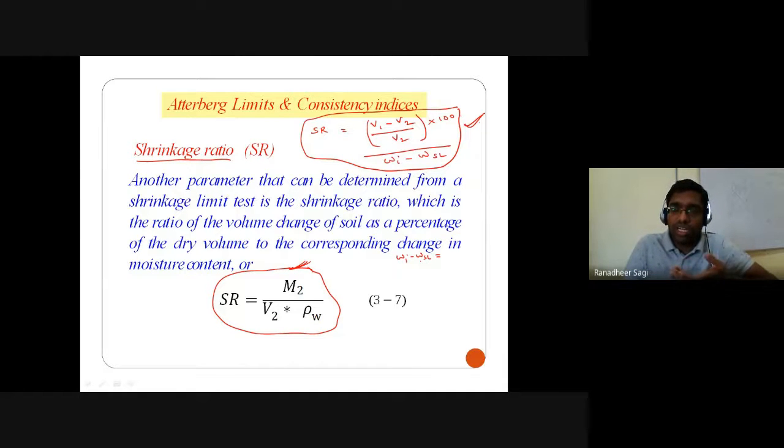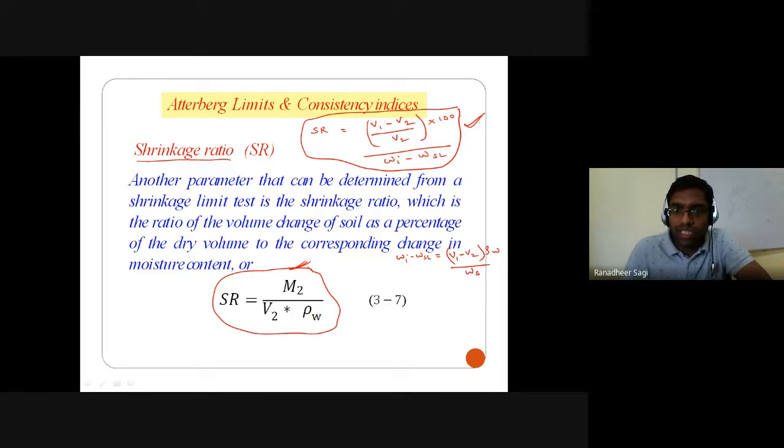Now change in water content means it is the change in quantity of water, change in weight of water to that of your weight of solids. Now what is the change in weight of water? Change in weight of water is what I can represent in terms of the change in volume of the soil. So ultimately I can say V1 minus V2 into rho W. In terms of volume, I should multiply it with the density of water to get the change in weight of water divided by weight of your soil solids.